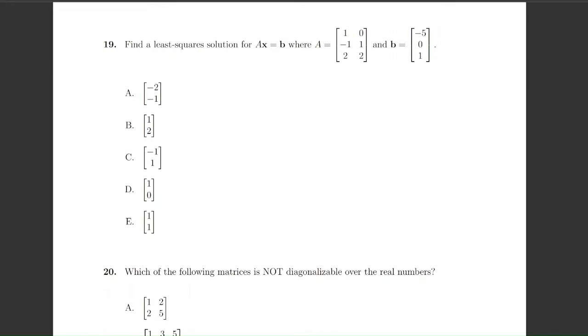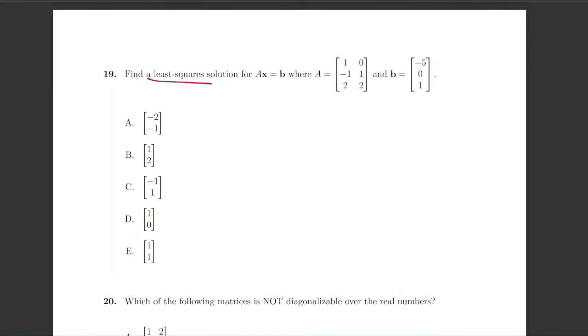Okay, in this problem we have to find the least squares solution for Ax equals b, where A is this matrix and b is this vector. So just a little thing about least squares. This is just the solution x that minimizes the distance between Ax and b. So I'll just write that down because it's useful to know: it minimizes the Ax to b distance.